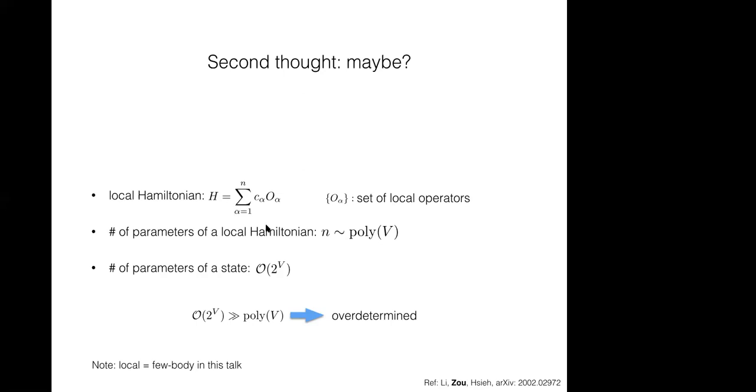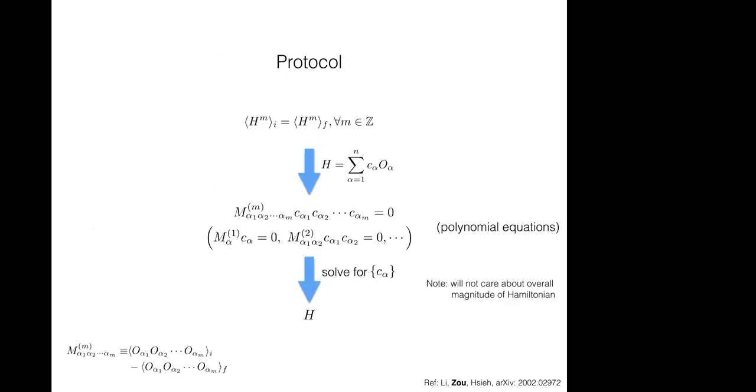Okay, so for such a local Hamiltonian, the number of parameters in the Hamiltonian will scale polynomially as the number of degrees of freedom. Then when we have a many-body system, this number is much smaller than the number of parameters of a state. That is to say, to determine a local Hamiltonian from a state, the problem is overdetermined. So it gives us some confidence that it may be possible to really determine this Hamiltonian just from a single pair of initial and final states. Now the question is, how do we really do it?